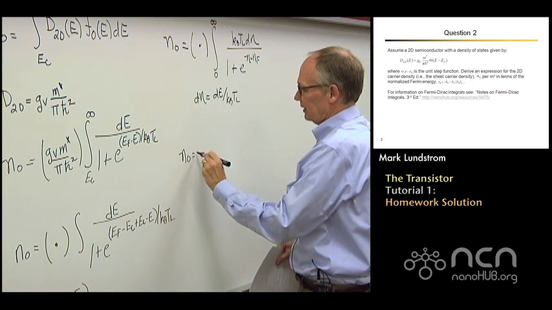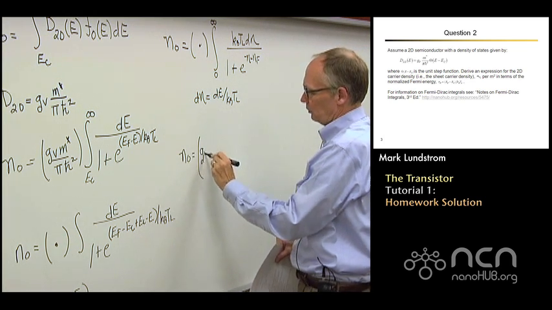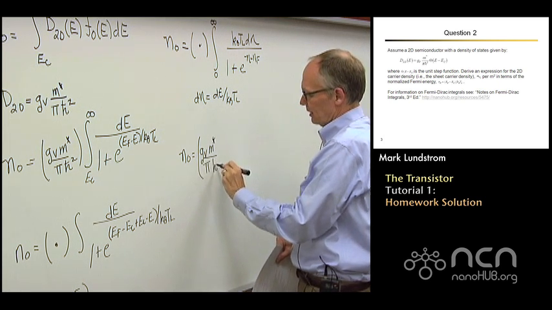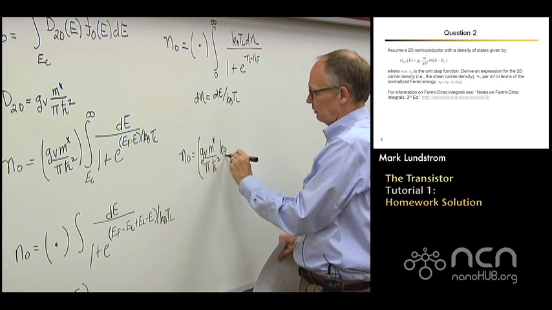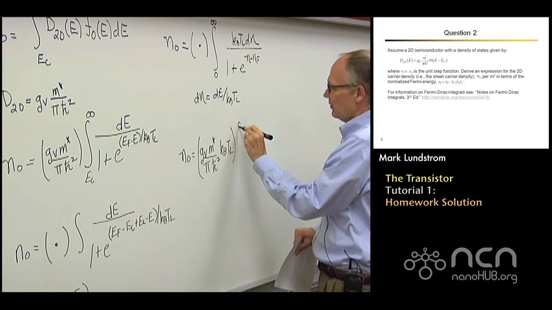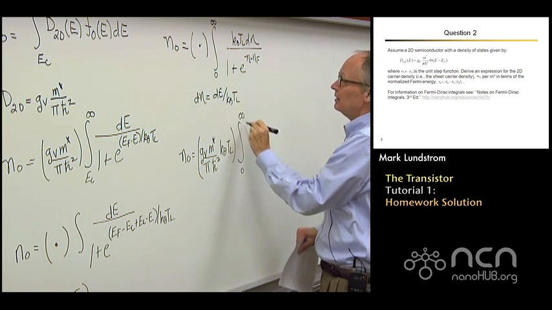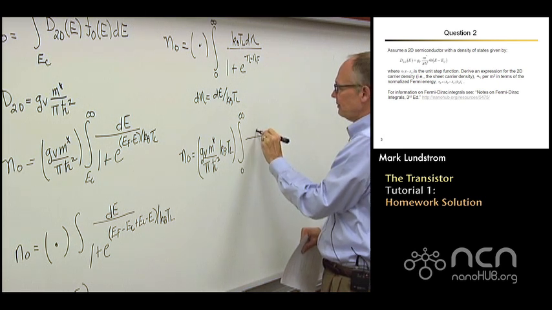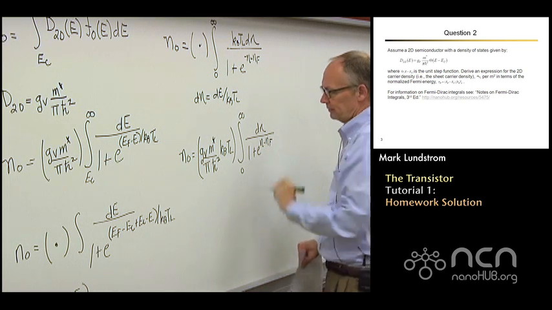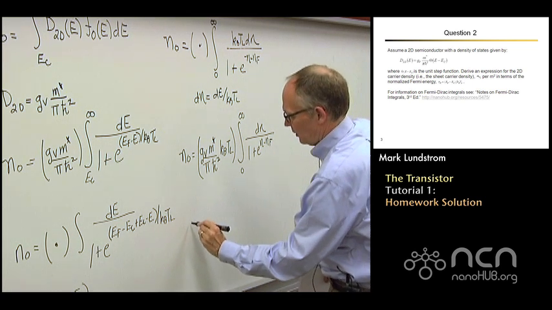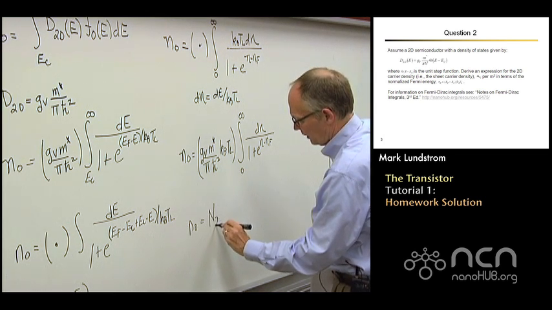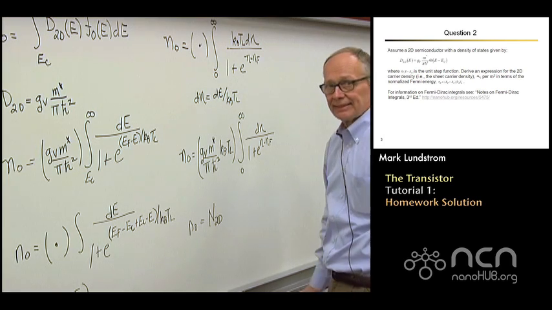Okay, so let's collect up the constants. These constants out front were the valley degeneracy, effective mass over pi h bar squared. Now we have a kT that came from this change of variables. And now I have an integral to do: 0 to infinity d eta over 1 plus e to the eta minus eta f. All right, this set of constants out front is what we call the two-dimensional effective density of states.